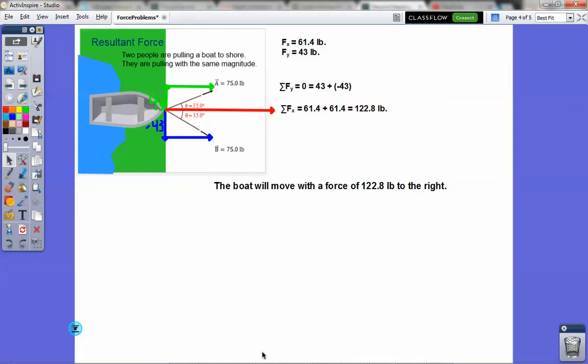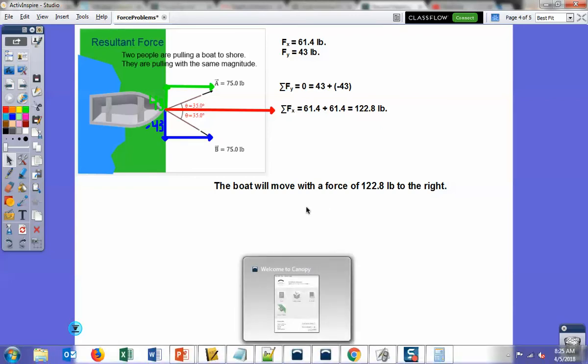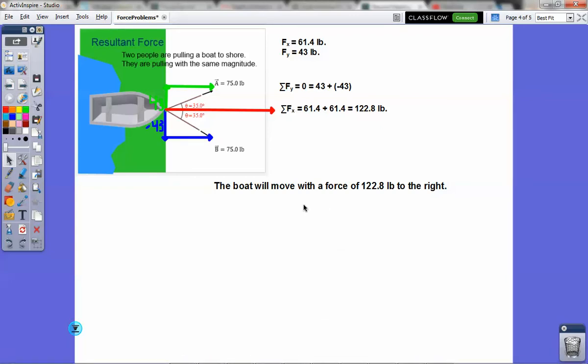Now we lucked out in this problem because there was no vertical change. If there was a vertical change, we would have to take it a little step further, and we're going to do that in the next problem, and you'll see what I'm talking about. Okay? All right. Questions on that problem at this point? Straightforward? Good? All right.